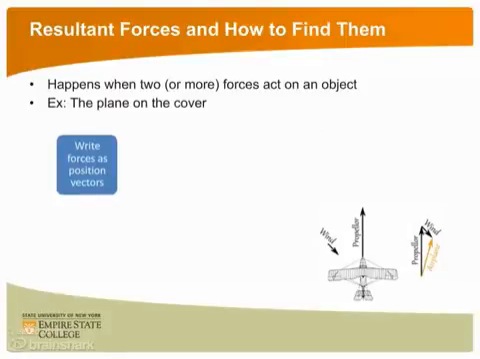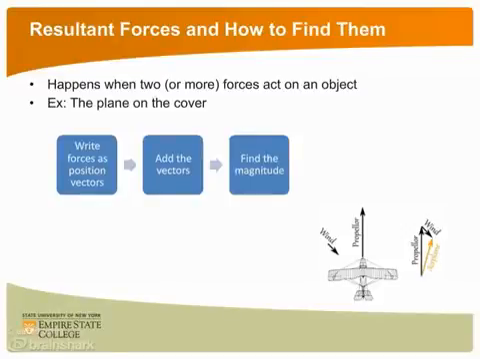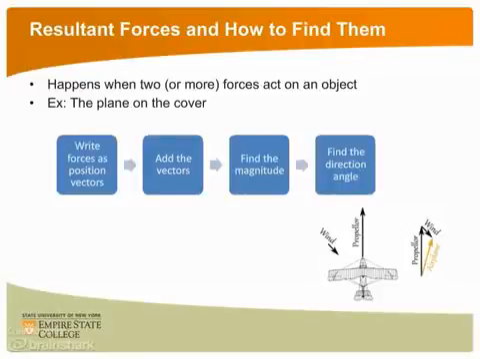First, we need to write all the individual forces as position vectors. Next, we add those position vectors together. This gives us the resultant force as a position vector. We then find the magnitude of the resultant force. To finish, we find the direction angle of the resultant force.